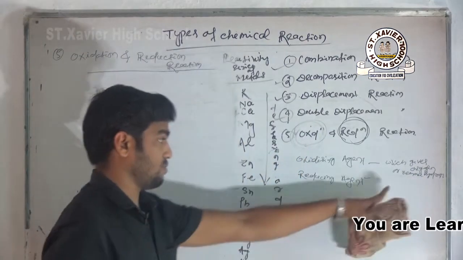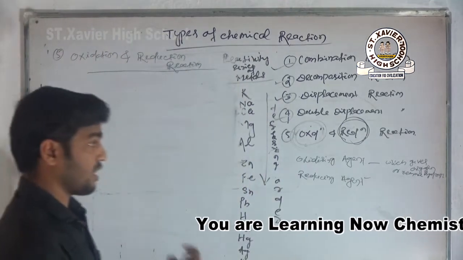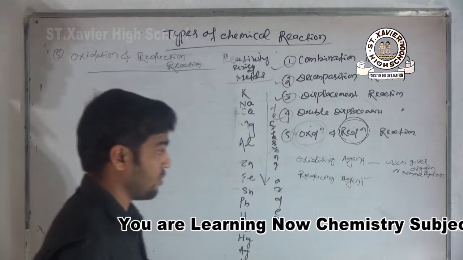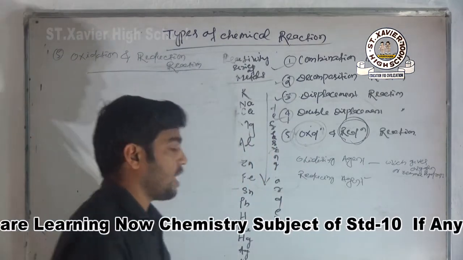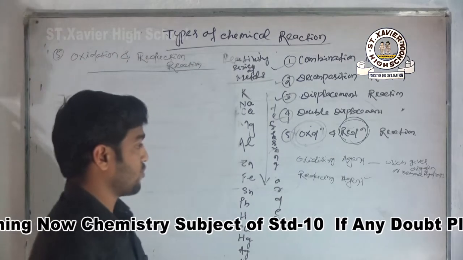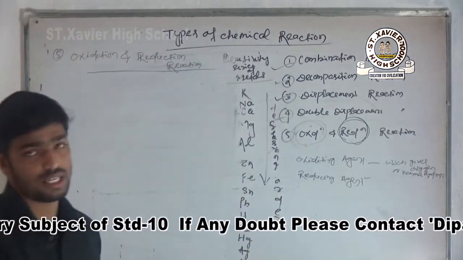The substance which gives oxygen or removes hydrogen is our oxidizing agent. जो एजेंट ये कर सकता है, हमें ऑक्सीजन दे सकता है रिएक्शन में और हाइड्रोजन को रिमूव कर सकता है, that means वो है हमारा ऑक्सीडाइजिंग एजेंट. That means the substance which gives oxygen and which removes hydrogen, that is an oxidizing agent.